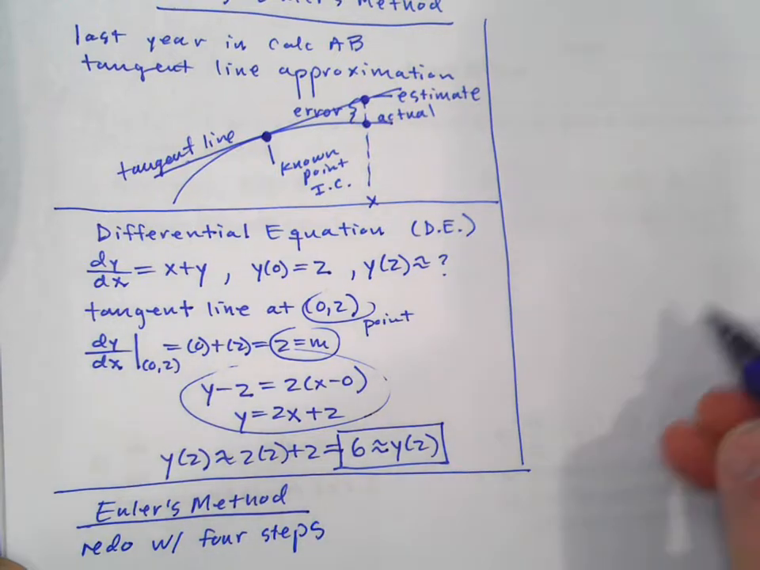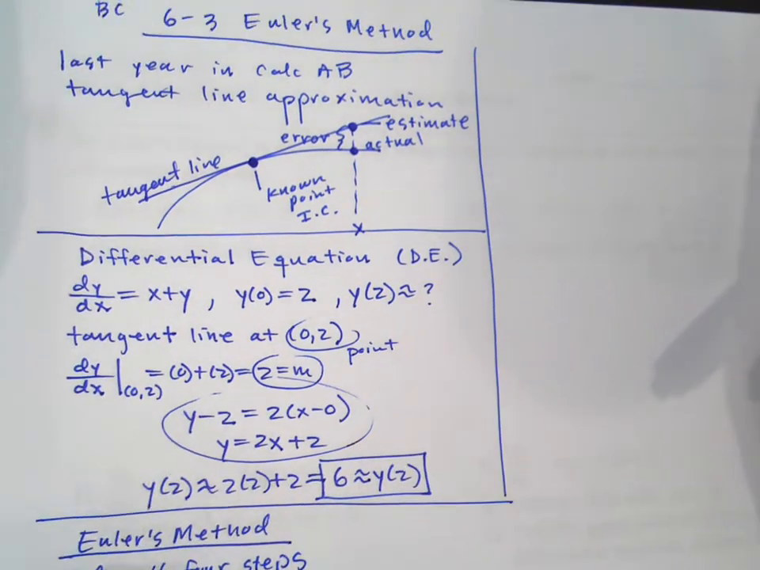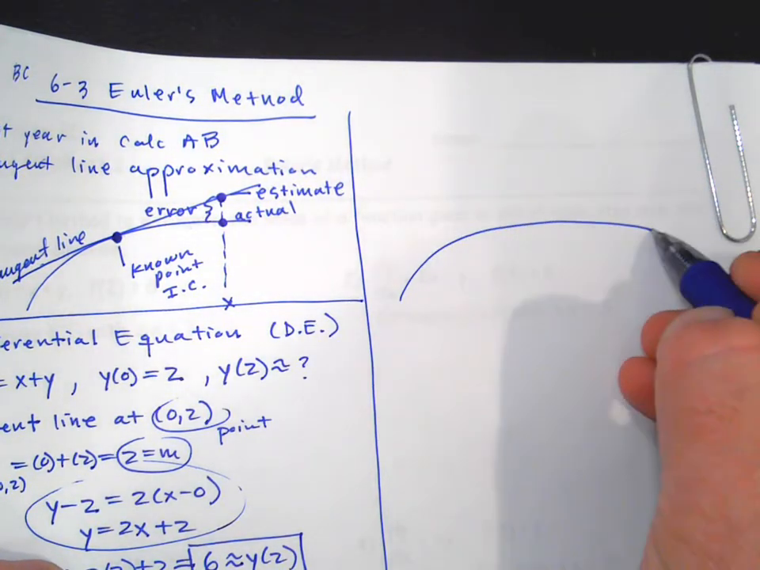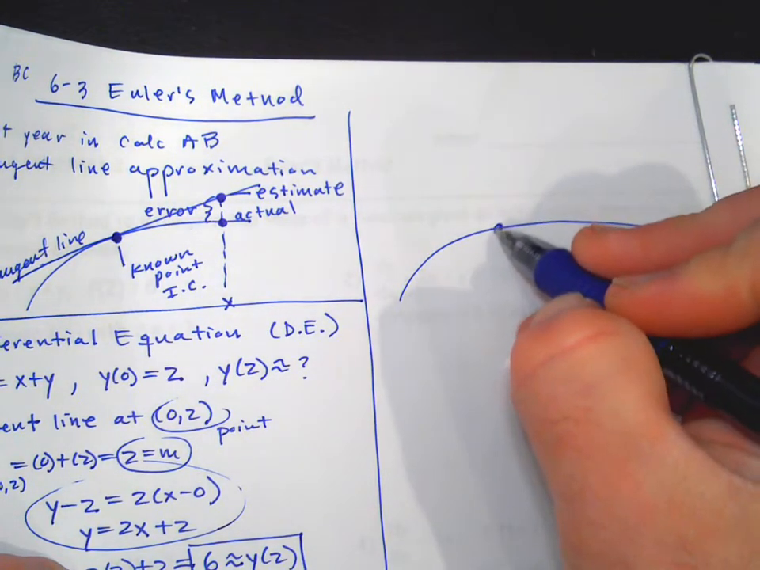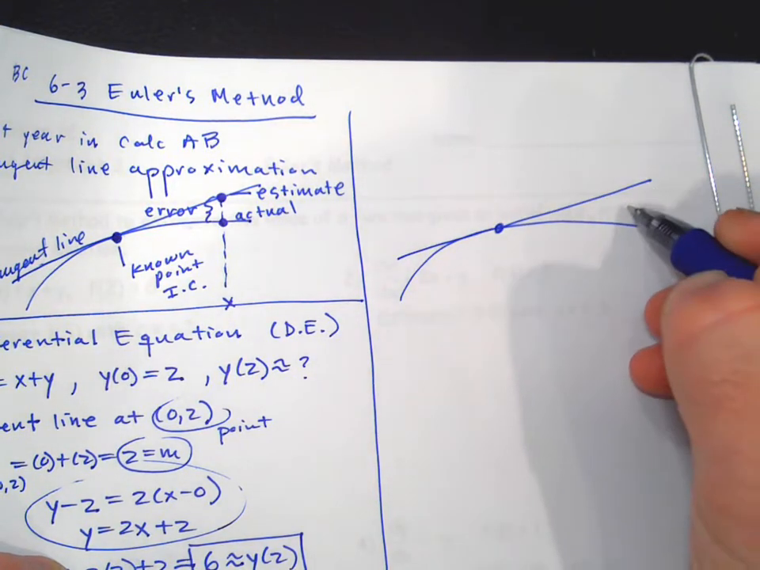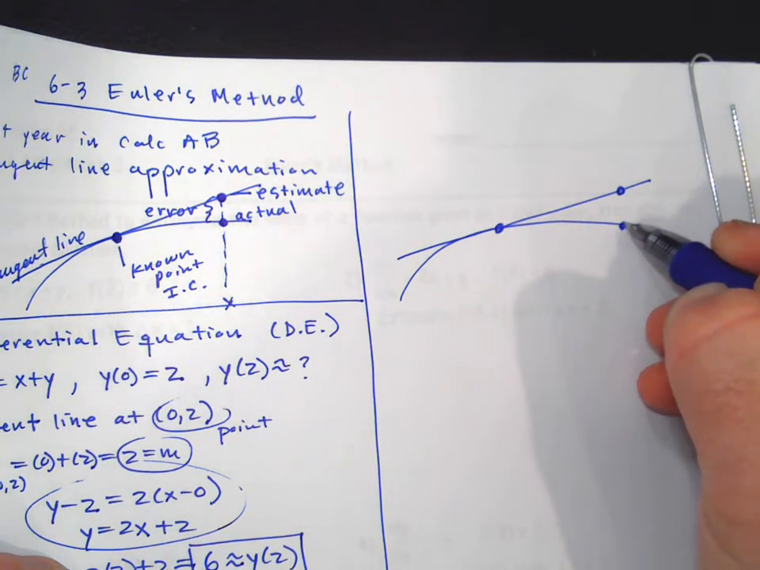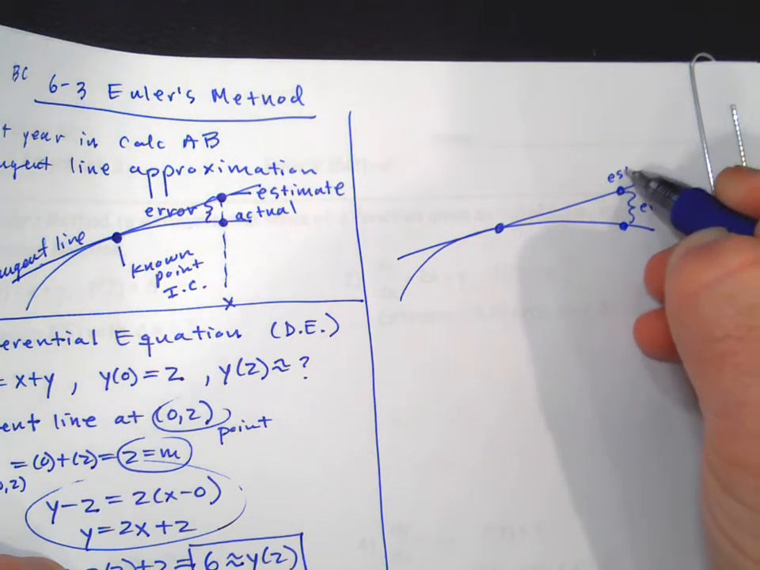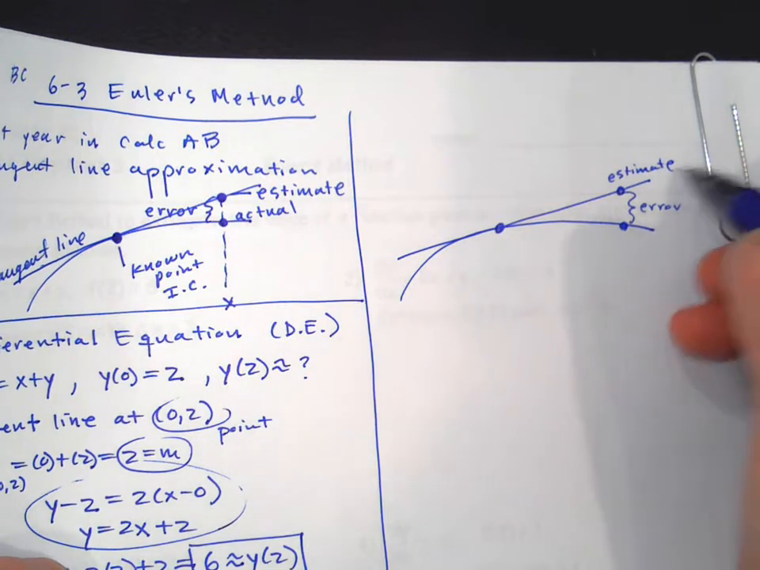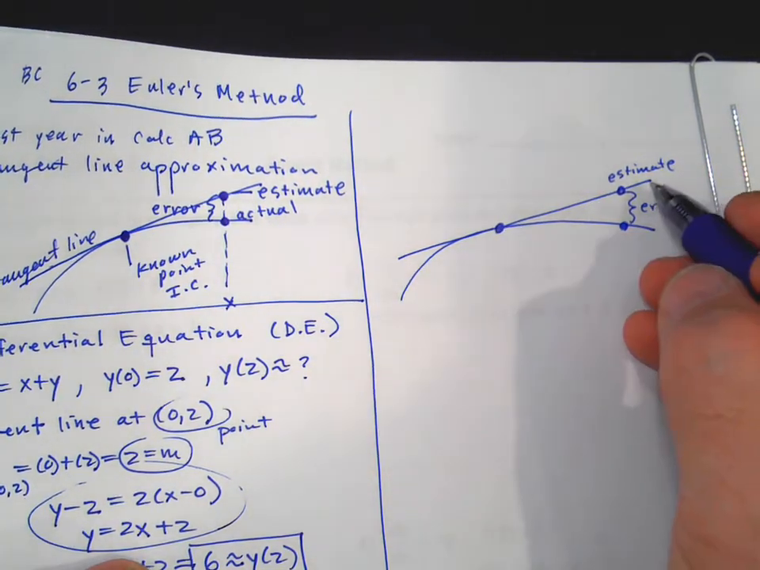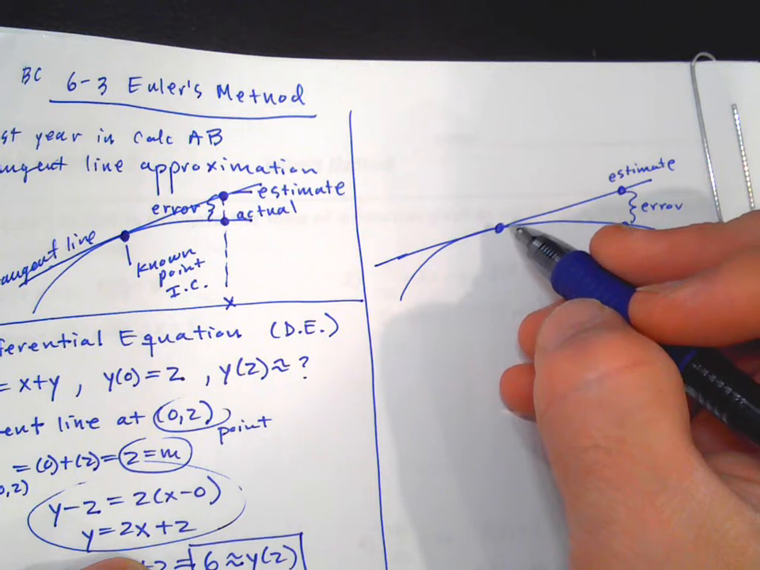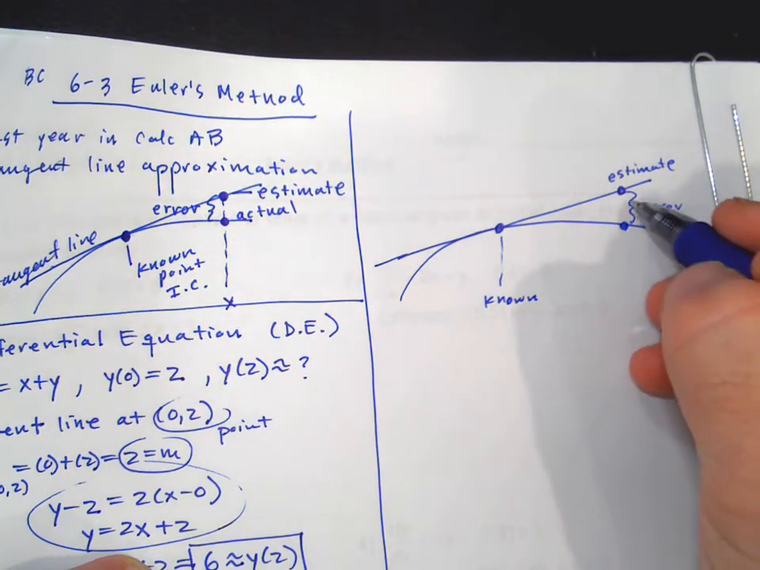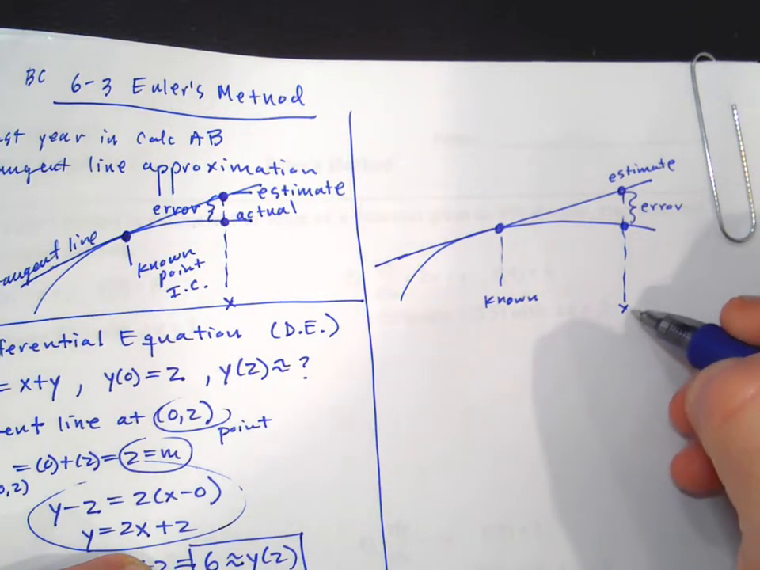Okay. And over here, I'm going to draw a little picture just to illustrate the idea. We have, say, the same curve, and we did a single tangent line, and we got the error, right? It was off. This was our estimate. So what we could do is, instead of taking this one giant step, okay, this is the known value, right? And this is the desired value.